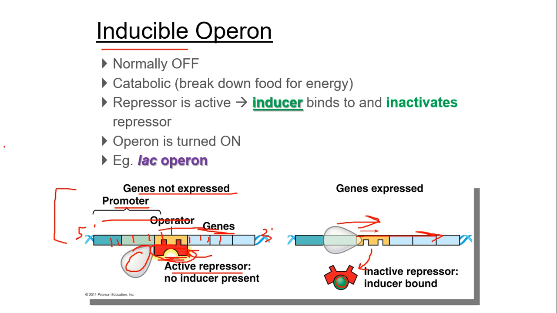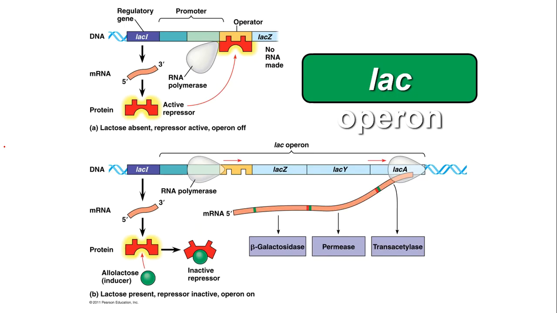So an example of this is the classic example that you're going to see every single time pretty much: the lac operon. It's called that because of the sugar in lactose. Okay. So here's an example of what the lac operon looks like. It looks really, really complicated. It's not that bad.